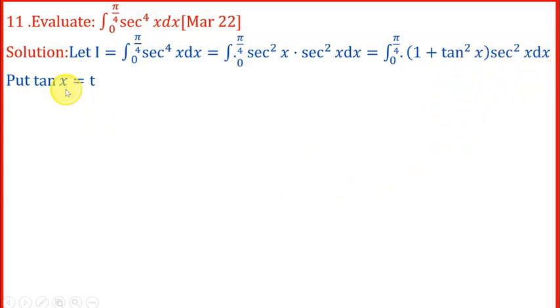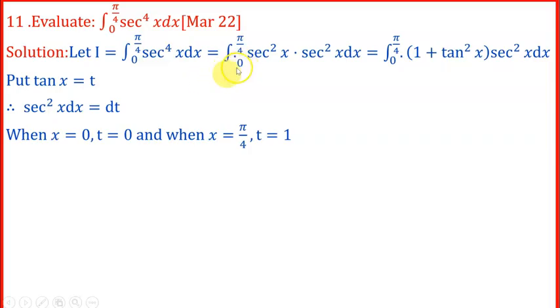Now here the substitution is tan x equals t. What about its derivative? Sec square x into dx is equal to dt. Now we'll change the limits. When the lower limit is 0, tan of 0 is equal to t, but tan of 0 is 0. Therefore, when x is equal to 0, t is equal to 0. When x is equal to pi by 4, tan pi by 4 is 1. Therefore t is equal to 1. So the lower limit is 0 and the upper limit is 1 for the change in variable.